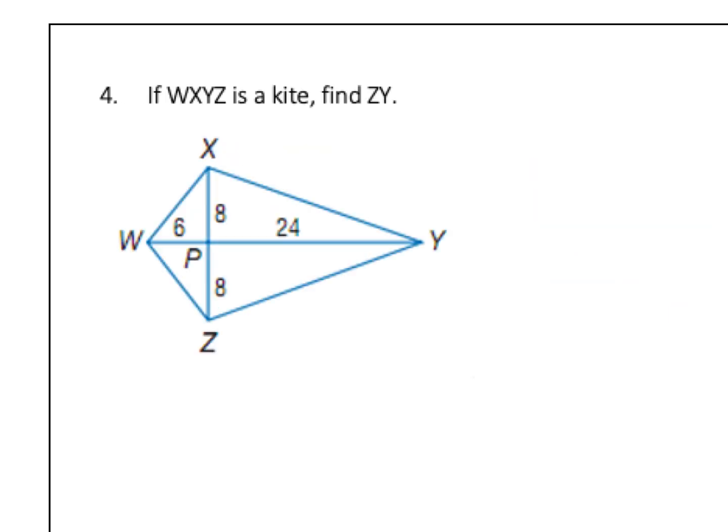All right, last one, number 4. WXYZ is a kite. Find ZY. So ZY is down here. Ooh, notice we have an 8 and a 24. And that makes a little triangle there. And we know something about the diagonals as well. The diagonals in every kite are perpendicular. So the corner right up here would be a 90-degree corner.